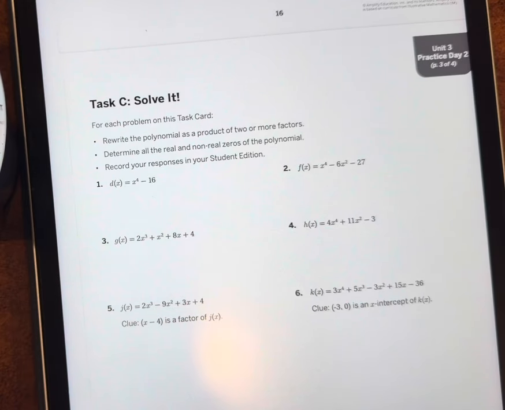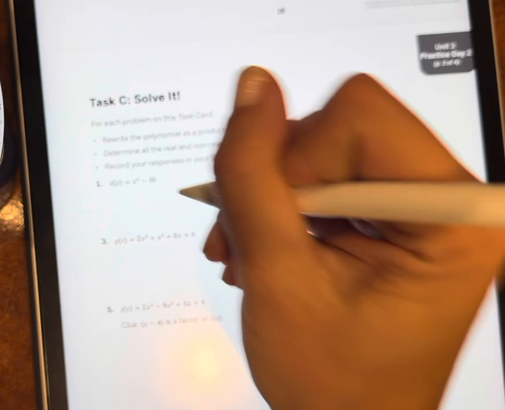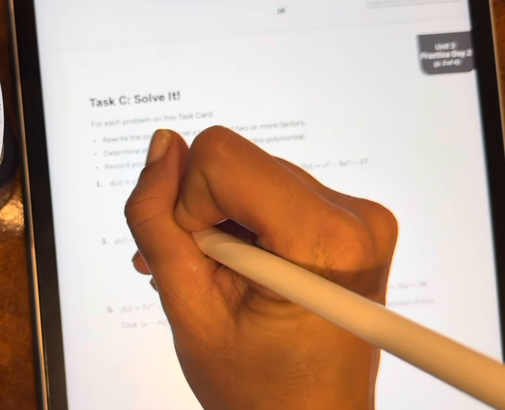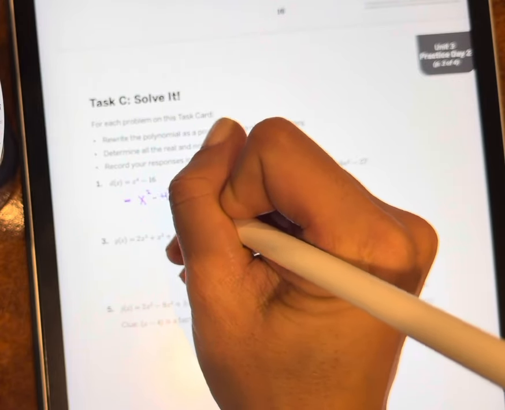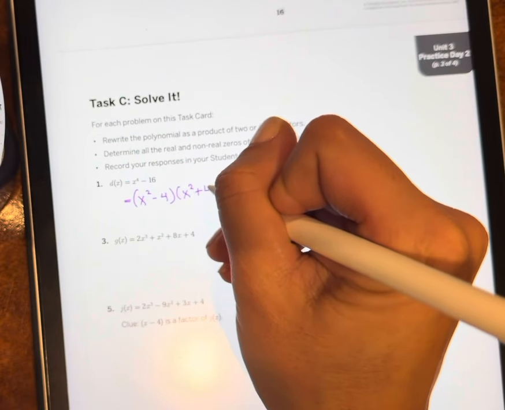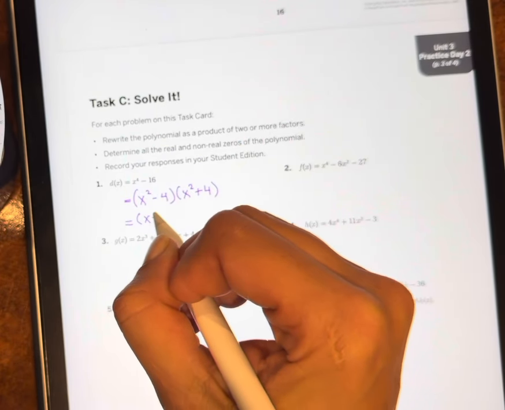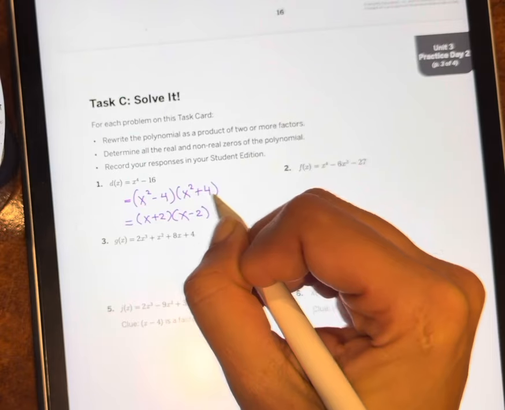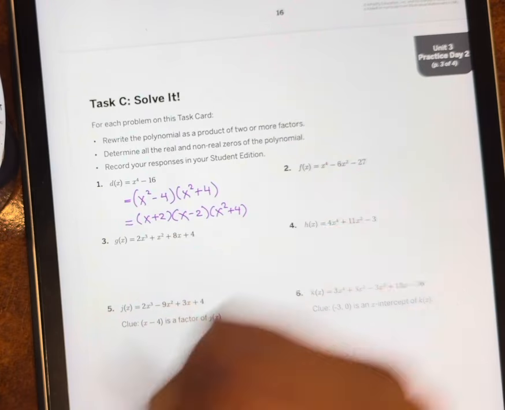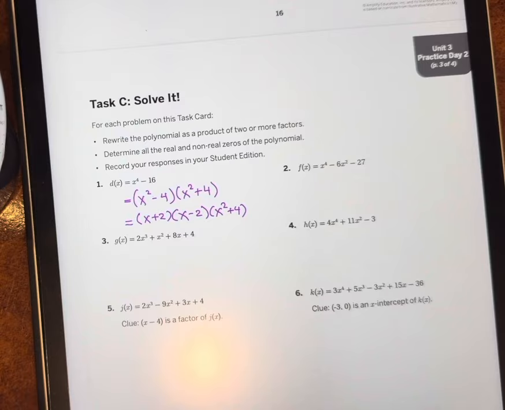Do we think we can rewrite it as a product of 2 or more factors, determine all the zeros? Okay, let's try it. This first one, difference of squares. I would first factor it into x squared minus 4 and x squared plus 4. Then I would factor the part that's still a difference of squares into x plus 2 and x minus 2. And that one is x squared plus 4 still, because the sum of squares doesn't factor.